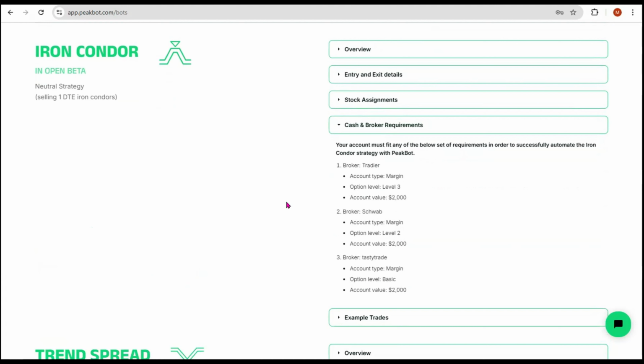Cash and broker requirements. So we're using Schwab. I actually signed up for a level 3 account this time, but I didn't need to. And we put in 5,000, and 2,000 is the minimum. Supposedly Tradier, I haven't used them, they really like Tradier and Tasty Trade better than Schwab. But Schwab's what I've got right now, so I'm using it. I may open up either a Tasty Trade or a Tradier account and test those out also.